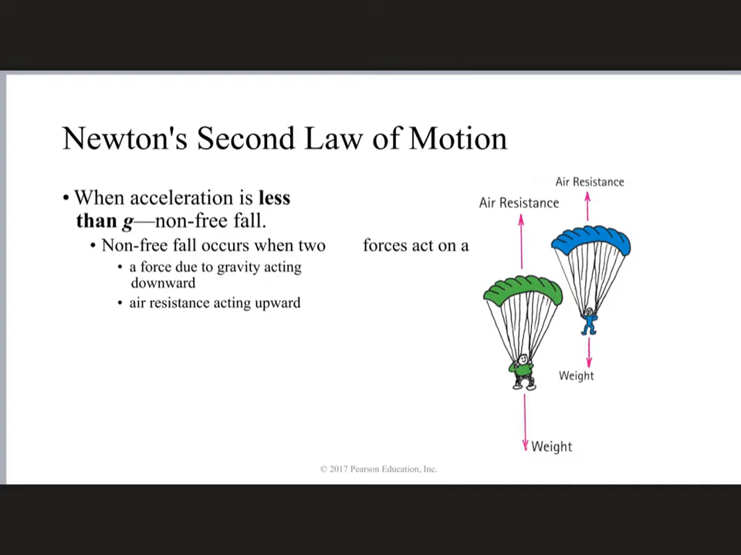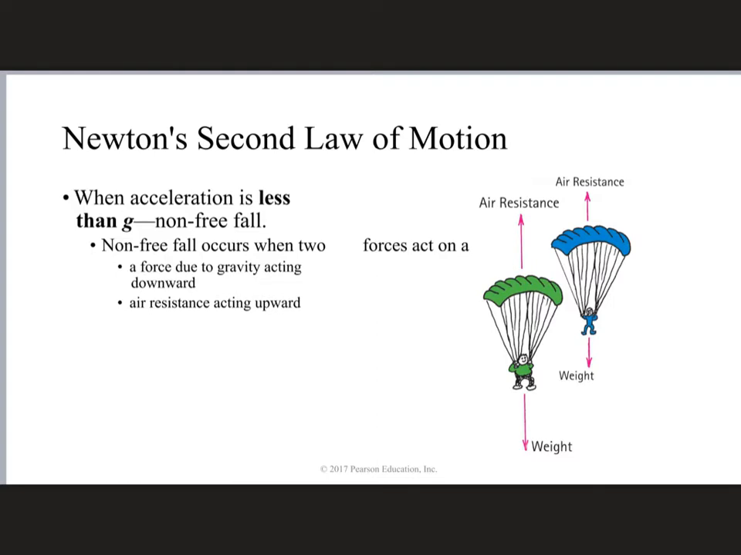So let's consider a situation where you have a guy in a parachute, and I'm going to pick the green guy to start with. There's two forces acting on him. So there's his weight, so he jumps out of the airplane, and his weight immediately makes him start falling towards the earth. The gravity is pulling down on him. That's what weight is. Weight is the force of gravity.